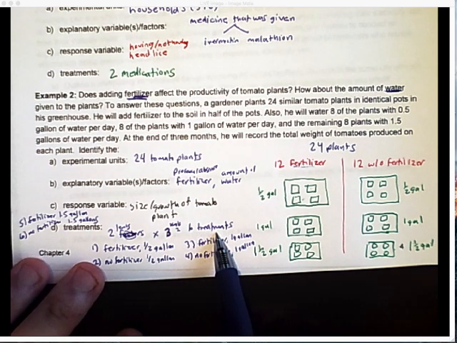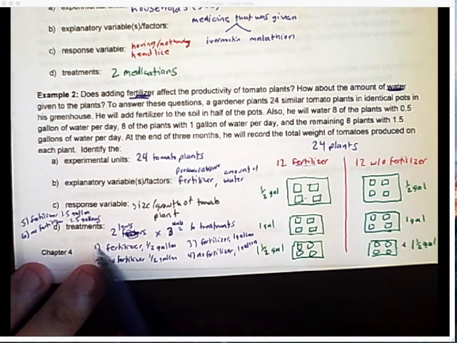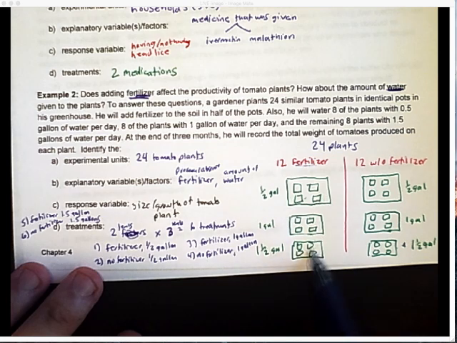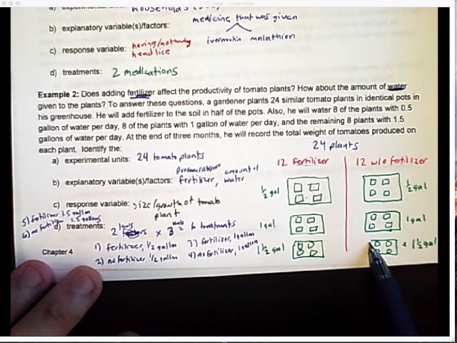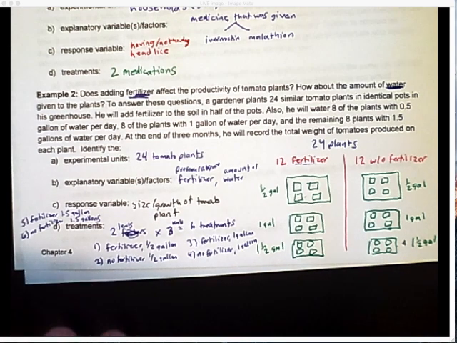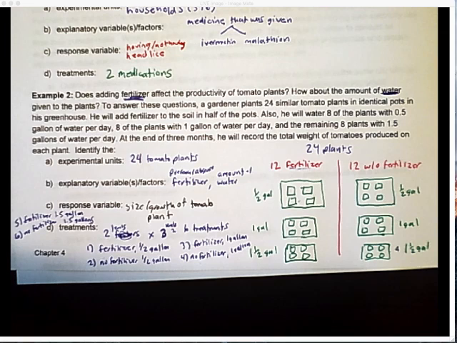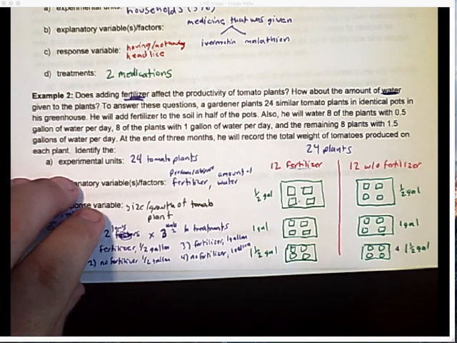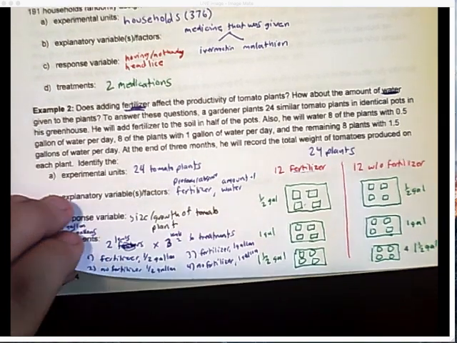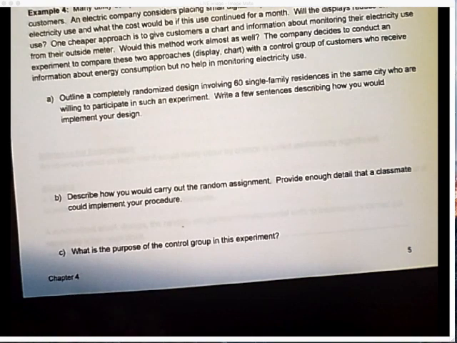Each pot will get one of those, and in each of these 6 treatments, there's 4 plants in each treatment. So there's 6 treatments here, and each pot fits into one of those treatments, and for each treatment, there happens to be 4 pots, or 4 tomato plants in there. All right, next page.